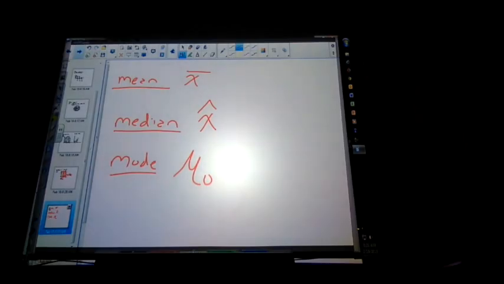Our data has to be in least to greatest order. Find the middle of it. If there's an even amount of numbers, you have to take the two center numbers, add them together, and divide by 2 in order to get X hat. And then the mode, we're using the Greek letter mu. Mu naught is the mode. The mode is the most occurring number.